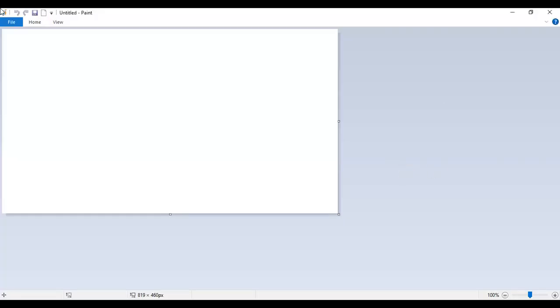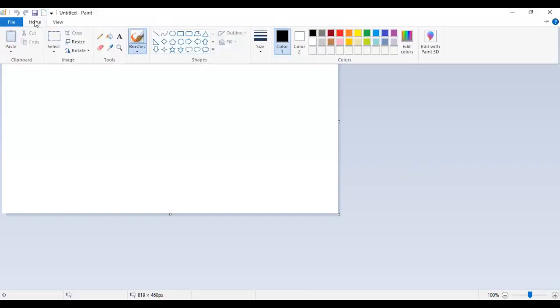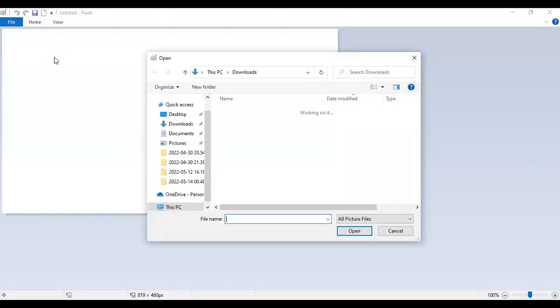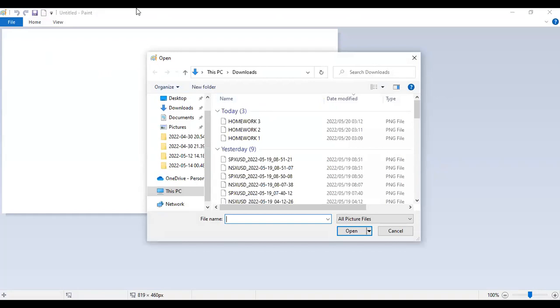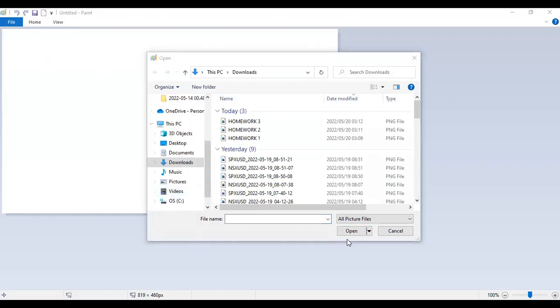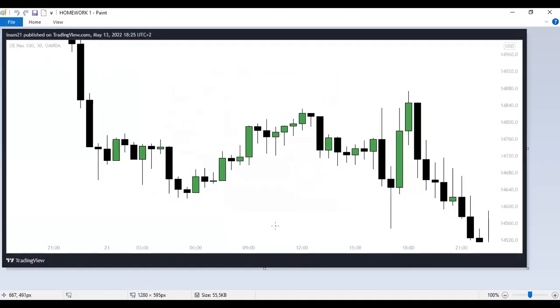Okay, good. So let's go to Paint. Okay, let me open. Let me just put it down here because I can't even hide it. Is there any way you can hide this Zoom thing? But you can't see it, guys. Okay. So this is the 30-minute time frame.